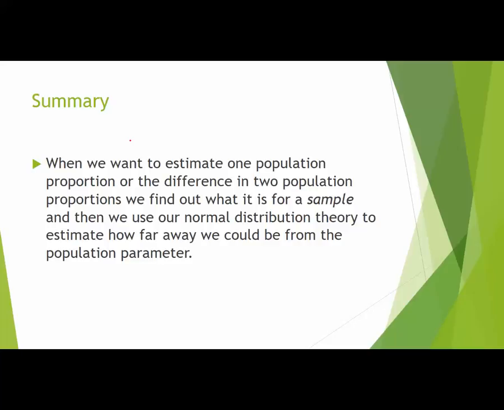And in summary, the big idea is when we want to estimate one population proportion or the difference in 2 population proportions, we find out what it is for a sample, and then we use our normal distribution theory, our sampling distribution theory, to estimate how far away we could be from the population parameter, the thing we really want to know. So now it's just a question of getting some practice.